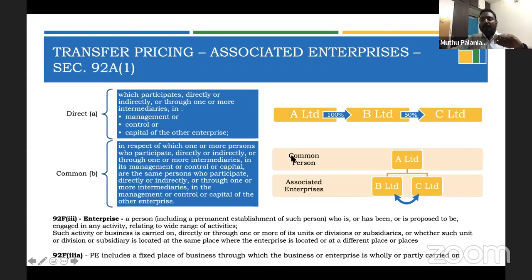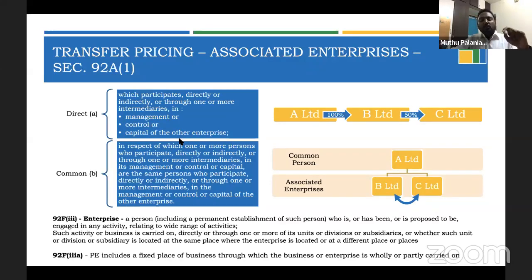What is called a common? In a similar example, let's assume A owns 100% in B Limited and C Limited. So in this case, A Limited and B Limited are related entities. A Limited and C Limited are also related entities or associated enterprises. Going further, B and C also will be associated enterprises because they are controlled by a common person called A Limited. So that is what is discussed in clause B of 92A subsection 1. So it talks about the common person who is commonly controlling the management, control or the capital of the other enterprises, who will also be called an associated enterprise.